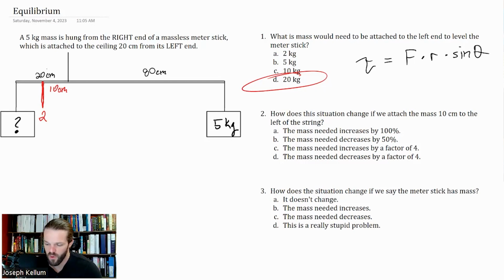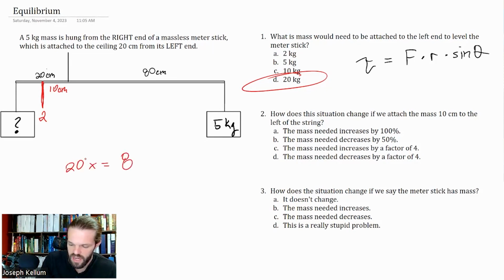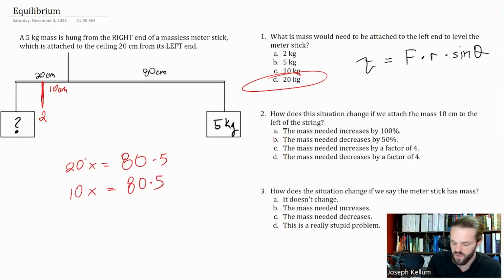The difference is here, both are saying that the mass needed increases, which is absolutely right, because the lever arm got shorter, so the mass needed would absolutely increase. But you can use the same equation that you used previously. Previously we had said 20 times x equals 80 times 5. Now all we have to do is say 10 times x equals 80 times 5. And so x has to equal, in this case, 40.